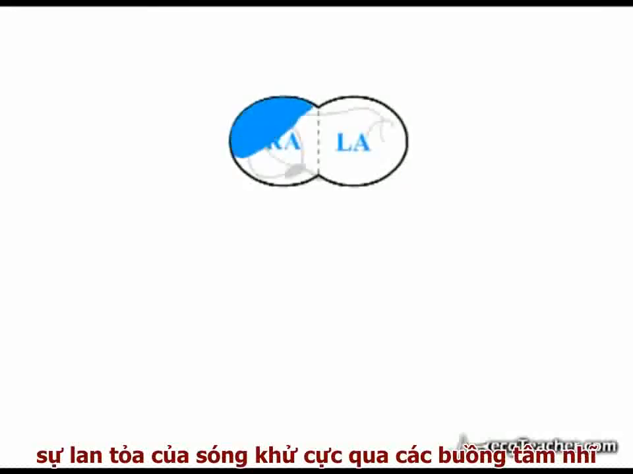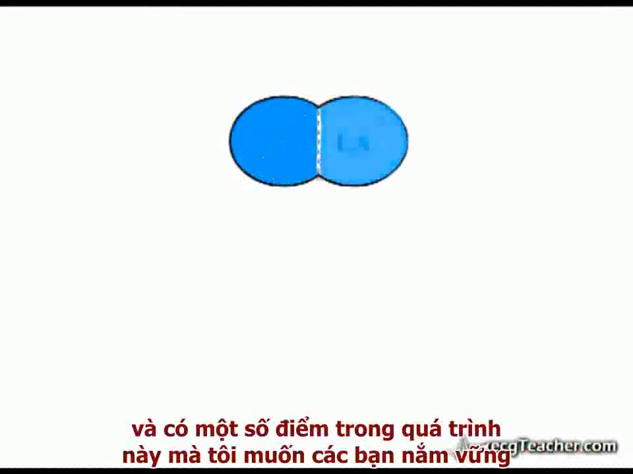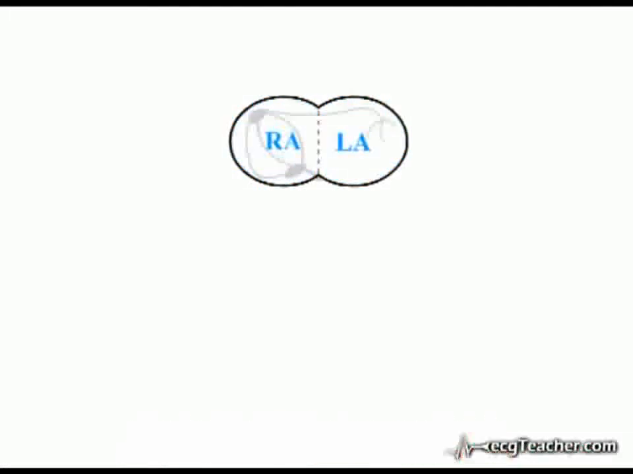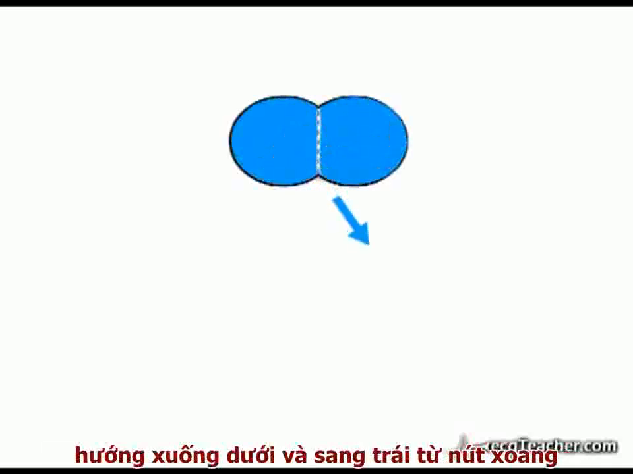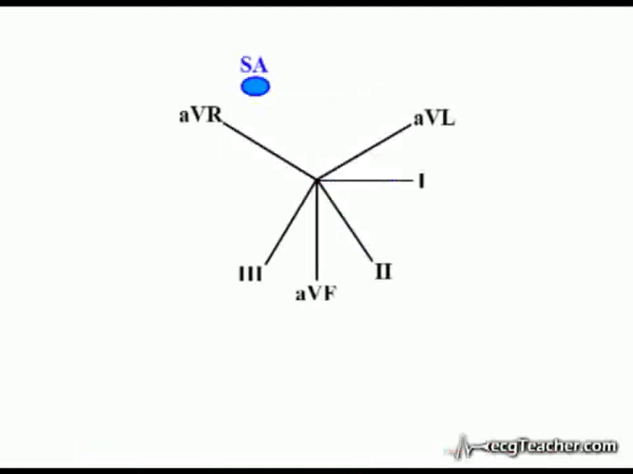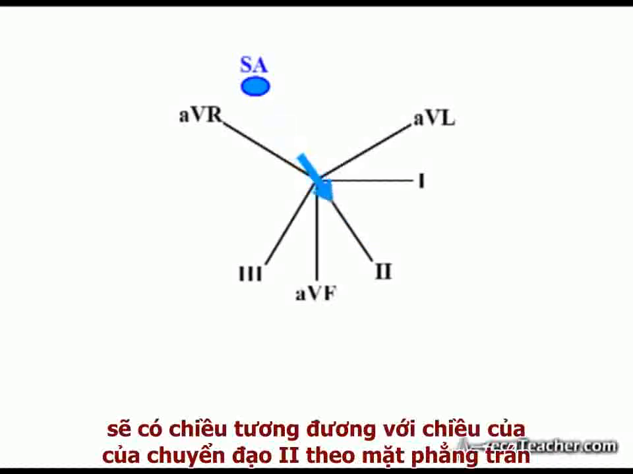The spread of depolarization through the atrial chambers is shown here in blue, and there are some features of this process which we would like you to note at this point. In the frontal plane, atrial depolarization moves through the chambers downwards and towards the left from the SA node. The normal P wave axis, indicated here by the blue arrow, therefore travels more or less straight down lead 2 in the frontal plane.